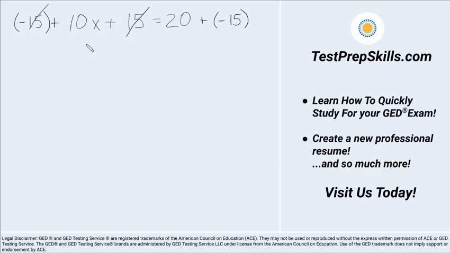So what are we left with? On the left-hand side now, we've got this 10x, okay? And on the right-hand side, we have 20, and we have this plus negative 15. Now let's go ahead. We're going to do this in one step. We're going to get rid of these brackets. What we need to do is multiply these signs. Well, when we have two different signs, a positive and a negative, doesn't matter the order, when we multiply them together, the answer is always negative, okay? So that's just going to be negative 15.